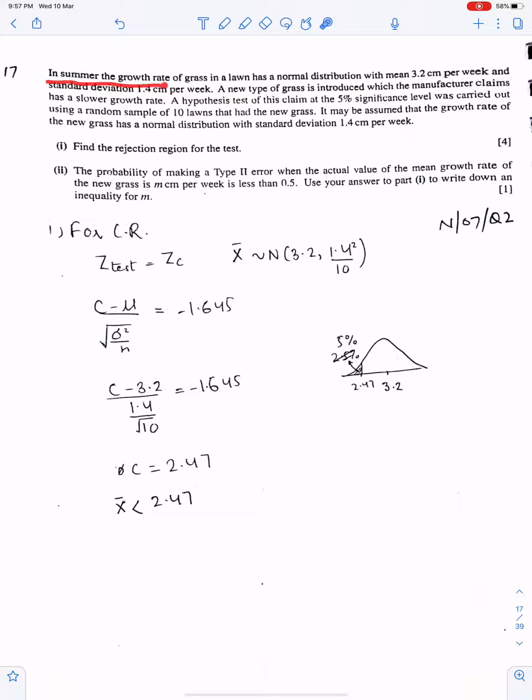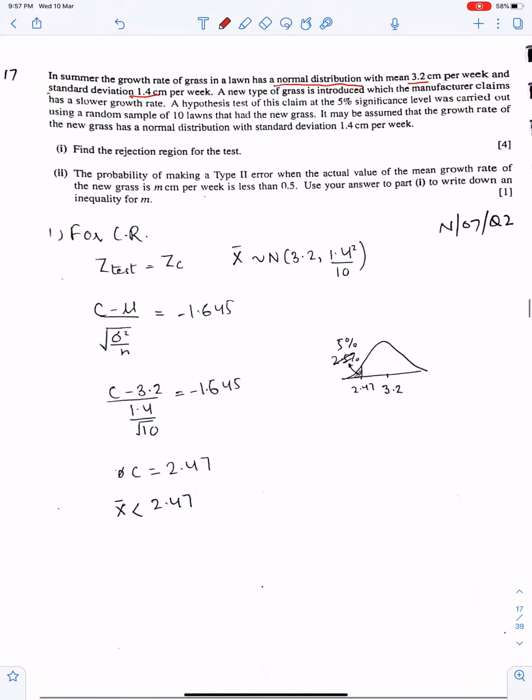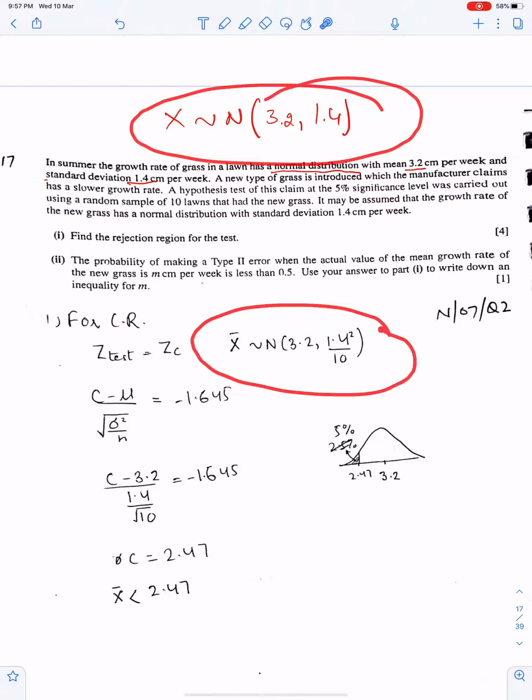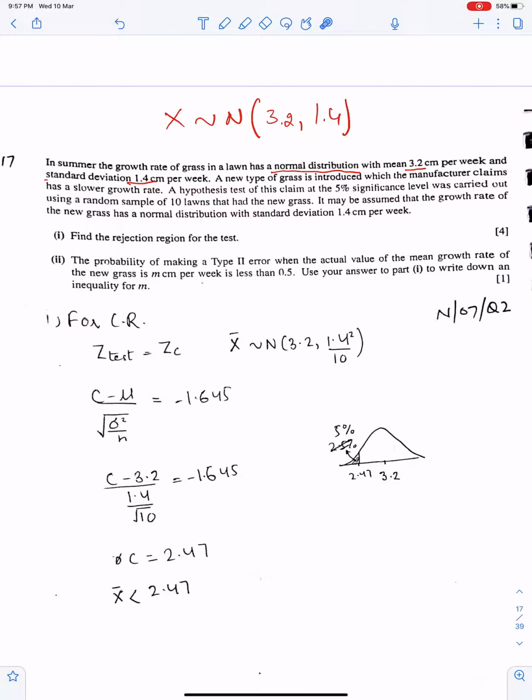In summer, the growth rate of grass in a lawn has a normal distribution with mean 3.2. Now this is very important. The distribution is normal, the mean is 3.2 and the standard deviation is 1.4. This means case A of sampling, meaning your X follows a normal distribution with mean 3.2 and standard deviation 1.4. So for any sample size, the distribution of X bar must be normal. This is case A of sampling.